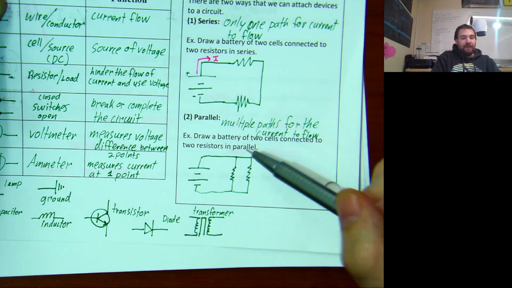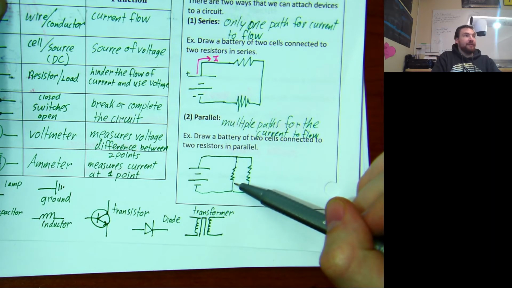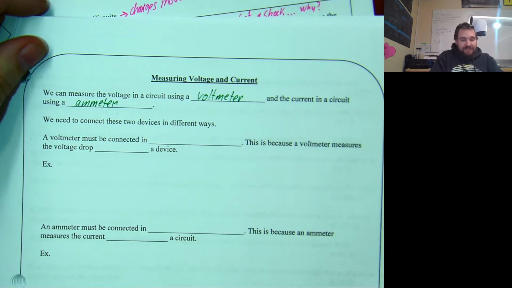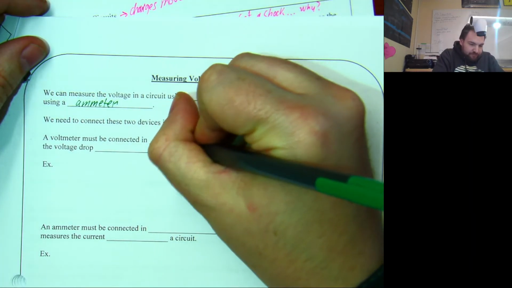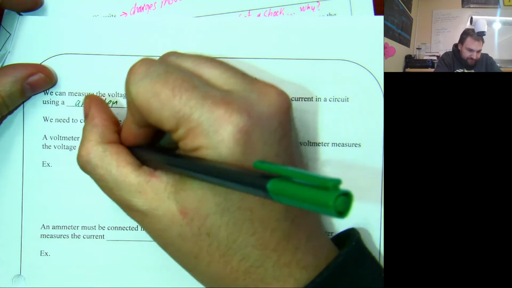So a voltmeter, by connecting it to a circuit, it's allowing another path for electrons to flow. So when you connect a voltmeter, you have to connect a voltmeter in parallel. Otherwise, it's not going to measure anything, because you have to connect it twice. It measures the voltage drop across a device.